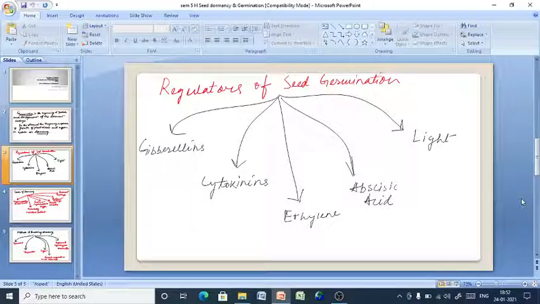Firstly, I want to mention gibberellins. These can stimulate germination in both dormant and non-dormant seeds. This stimulatory or promotive effect is especially observed in seeds where dormancy is imposed by various mechanisms like incomplete embryo development, mechanically resistant seed coat, etc.